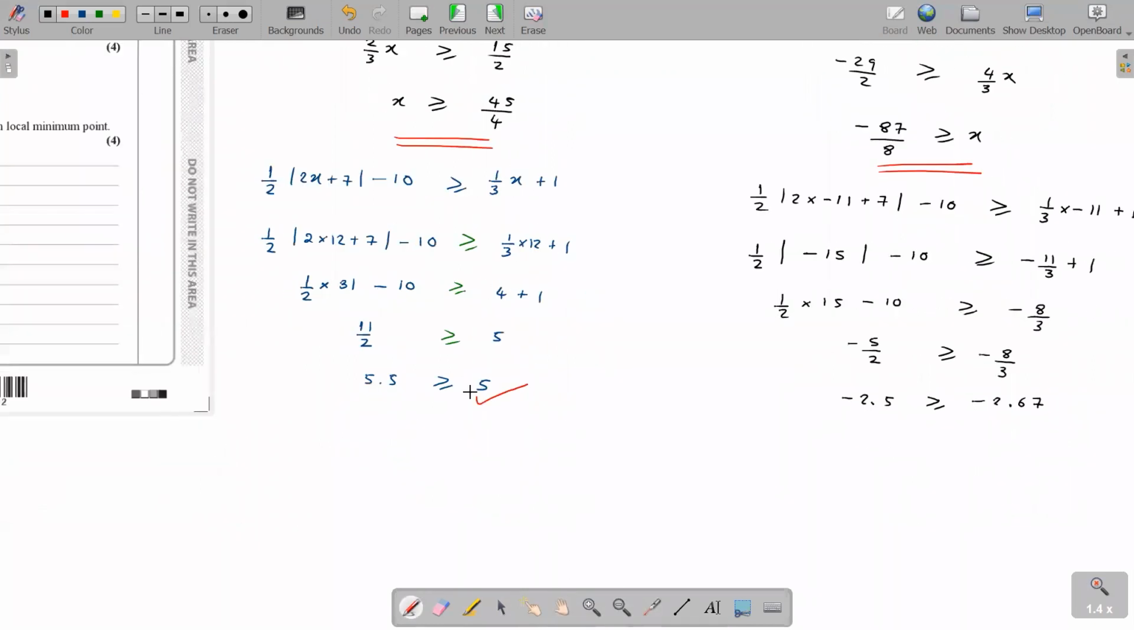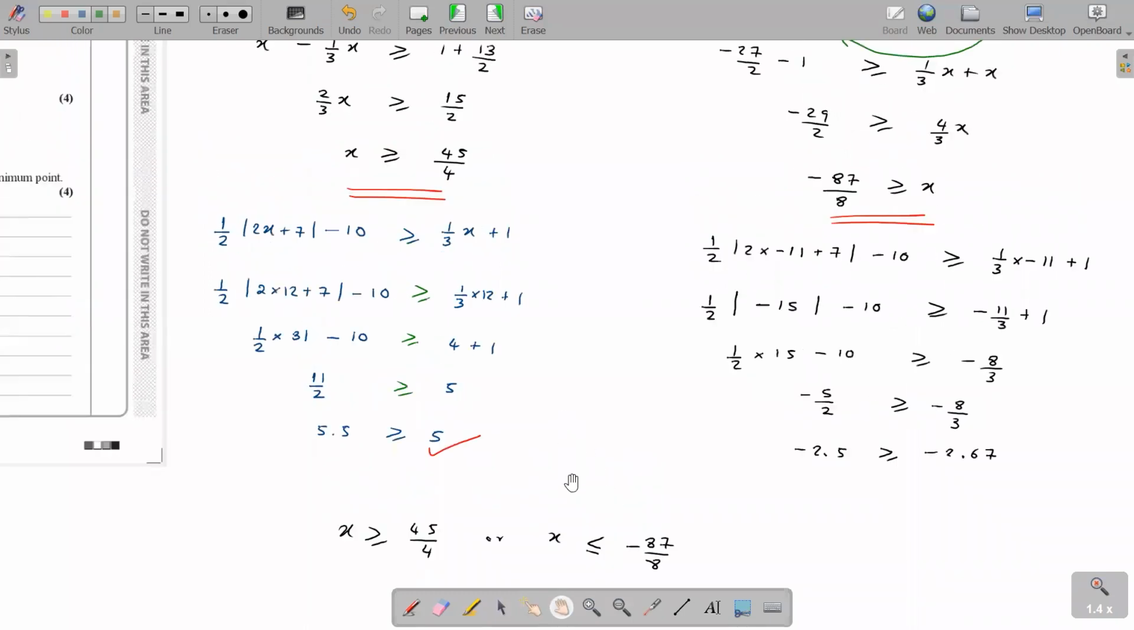At the end of the day, our range is x is greater than or equal to 45 over 4, or x is less than or equal to minus 87 over 8. Right? Is this clear?